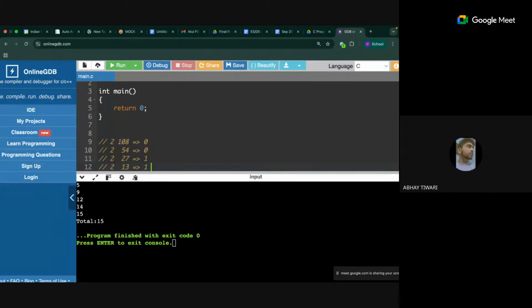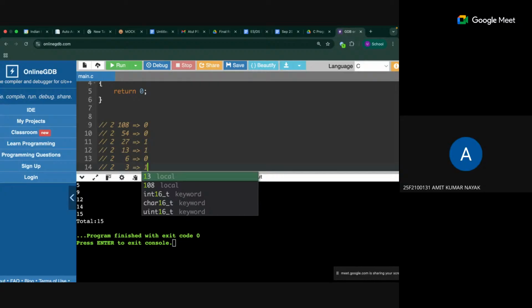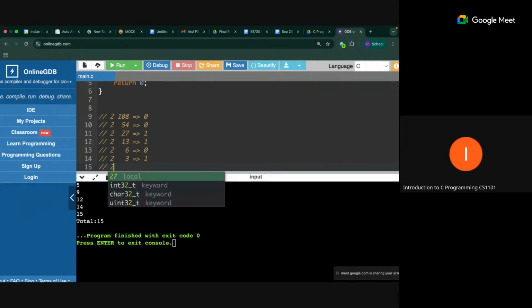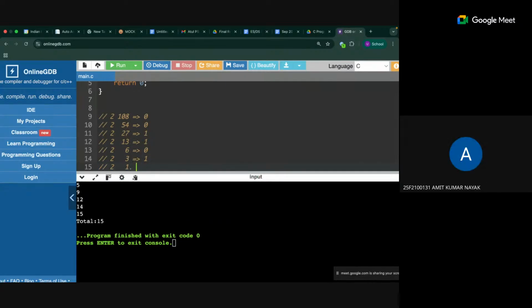1. And what is the quotient? 6. And then remainder 1? Remainder is 0. Yes. Then again, what is the quotient for this? 3. 3 divided by 2, what is the remainder? 1. And then what will be the quotient? 1. That's it, right? Or do we have to divide it by 2 again? No. That's it.